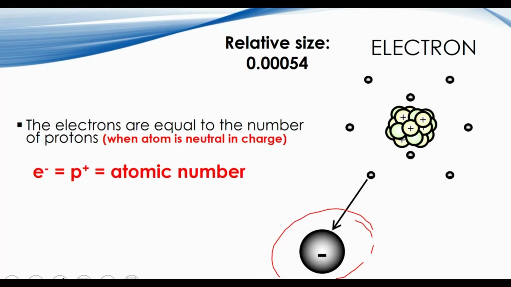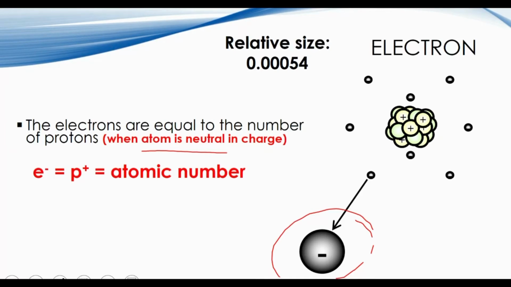In a neutral atom, meaning it doesn't have a charge, we know that the protons and the electrons are going to be the same. And think about it. We're saying that an atom is neutral. And therefore, if the protons are positive and the electrons are negative, and we know that an atom is neutral, meaning it has no charge, well, the positives and the negatives must equal each other, right?